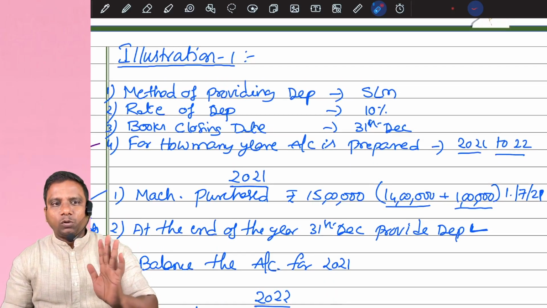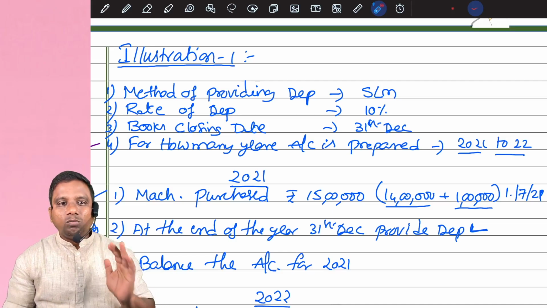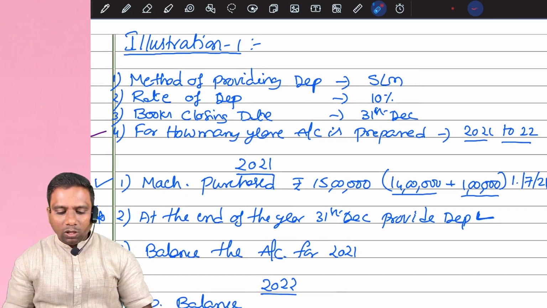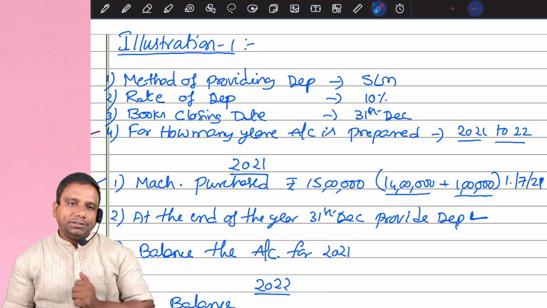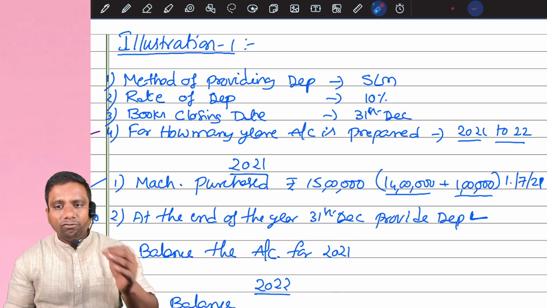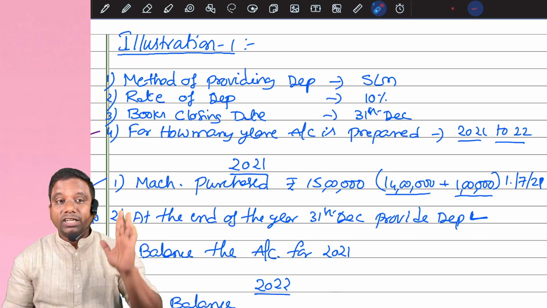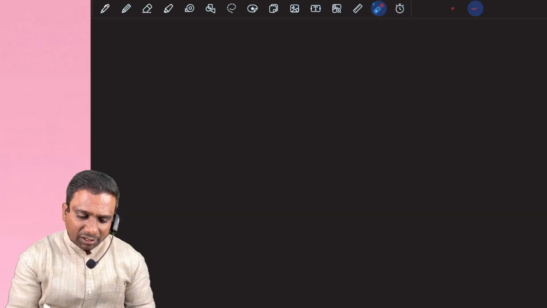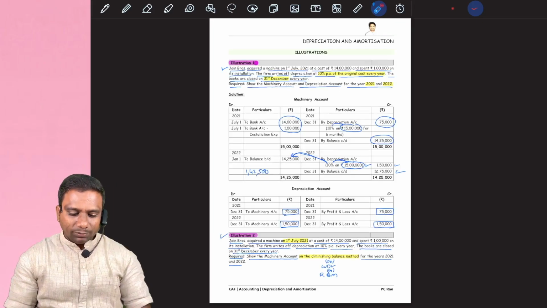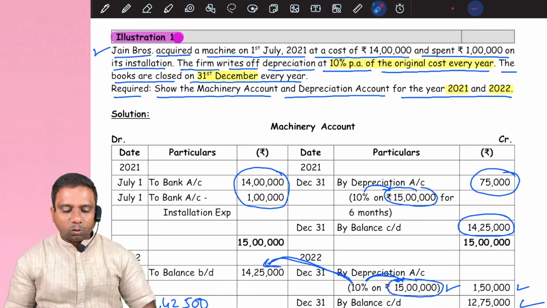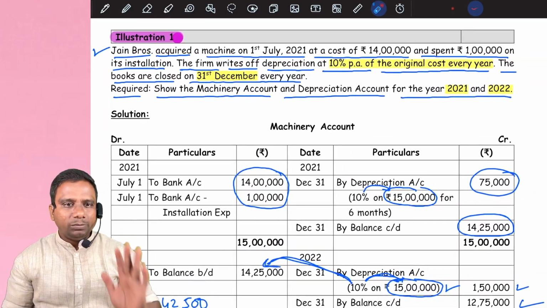After reading the problem, or while reading the problem itself, you have to try to make a note of these points roughly. Very, very important, students. Observe carefully. I am taking reference of problem number 1. Read problem number 1.